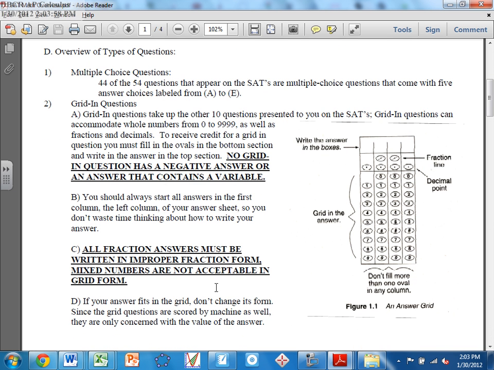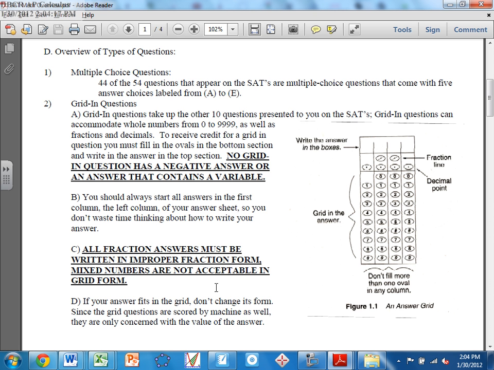Now, overview of the types of questions. Multiple choice, there are 44 of 54 of them. There are choices A through E. We'll talk a minute about whether you should or should not guess with multiple choice. The next type of question is a gridded question. Gridded questions take up only 10 problems on the second section.